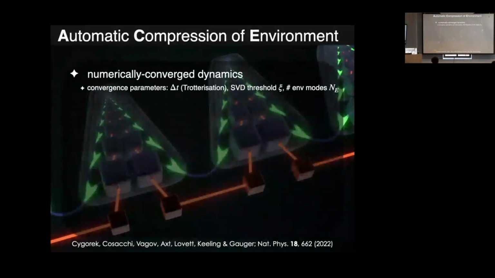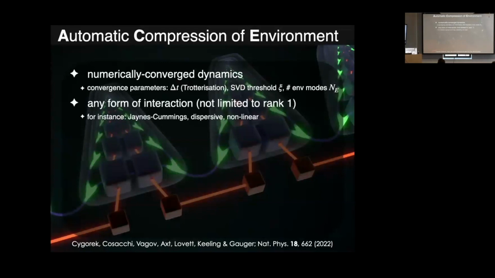Let me do a quick wrap up and then give you a very brief outlook in the last 5 minutes. So what this automatic compression of environment enables us to do is a technique to get numerically converged dynamics. As we trotterize, we have a singular value threshold. We discretize our environment if it's continuous, so the number of environmental modes and how we sample that is important.